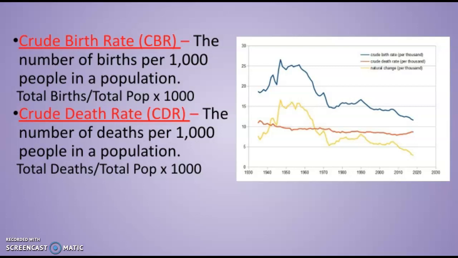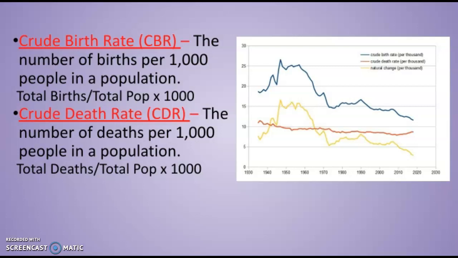And anytime we're talking about a rate, it's not just a straight up number. We're looking at a number per 1,000 people or per something else. So the crude birth rate is the number of births per 1,000 people in a population, and the crude death rate is the number of deaths per 1,000 people in a population. So this can give us an idea of whether a population is growing or not if we know these numbers.